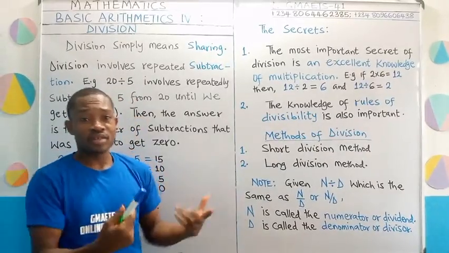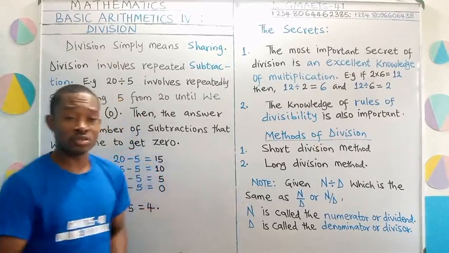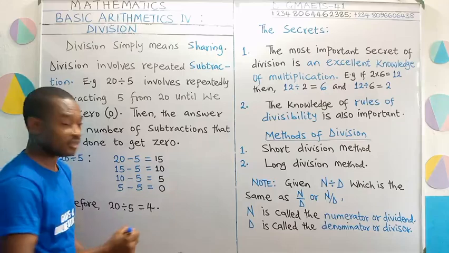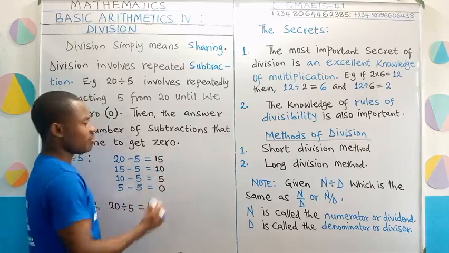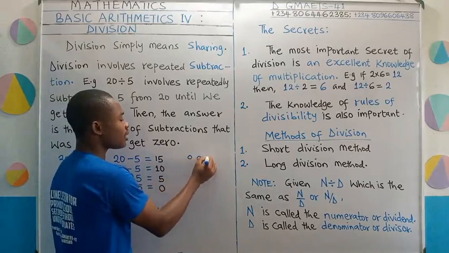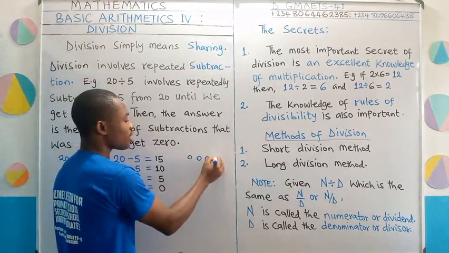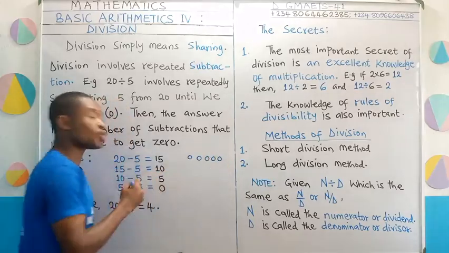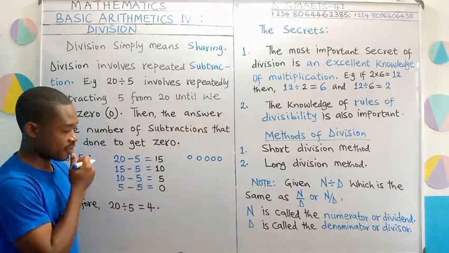There are some ways that some other people may choose to do this 20 divided by 5. You are dividing 20 by 5. Somebody may decide to draw out or write out 5 circles, because we are dividing 20 into 5.